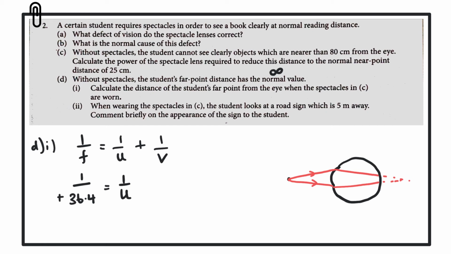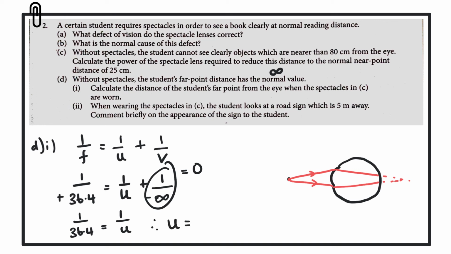Then we have plus 1 over v, where this is the image distance. So the image in this case is going to appear at the person's actual far point. So the unaided far point, what they can see without the spectacles on. Now that far point is at infinity. So what we have here is 1 over infinity. And that should be a minus as well, because it is a virtual image. Now this 1 over infinity actually turns out to be equal to 0. So what we're finding here is that 1 over 36.4 is equal to 1 over u, which means that the object distance, the furthest object that they can see while wearing the glasses that would create an image that appears as if it's coming from infinity, would be at 36.4 centimetres.